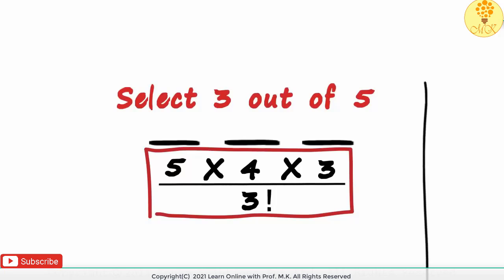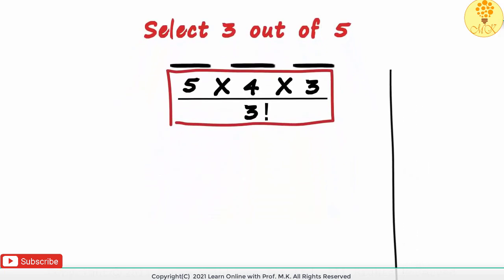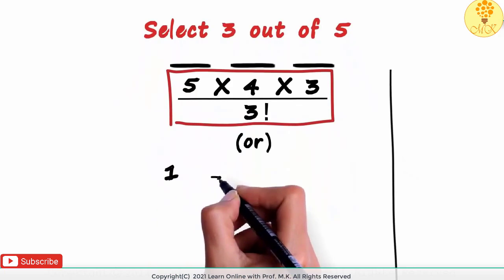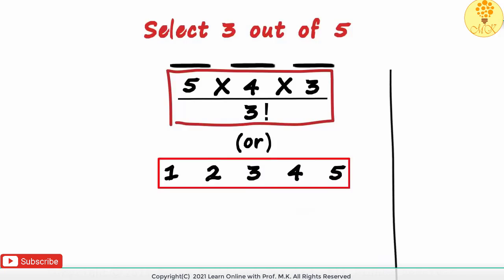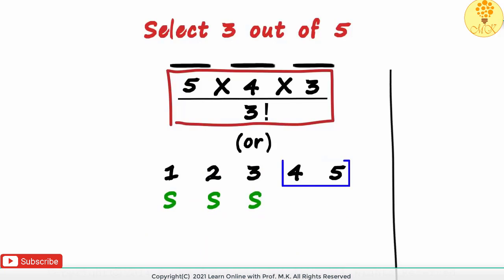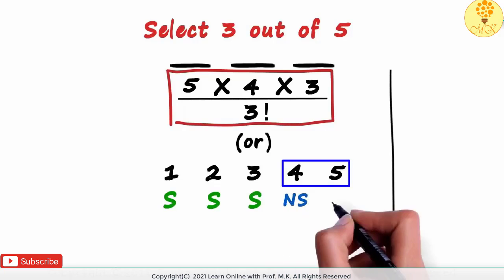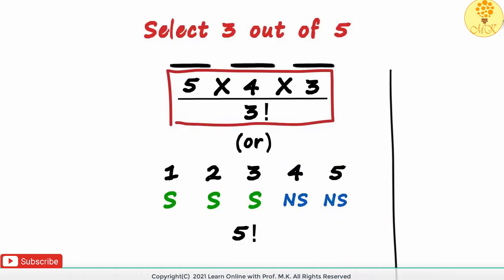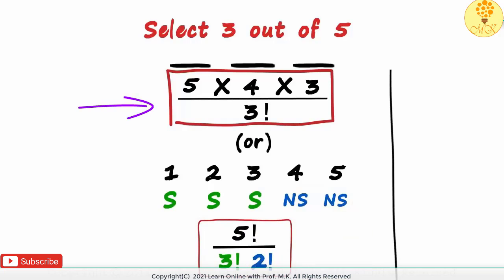There was another approach we had used to solve such problems. Let's say we number the 5 objects as 1, 2, 3, 4 and 5. From these 5 objects, we have to select 3. We can select any 3 objects and put them in the S category. And as the other 2 are not selected, we put them in the NS category. There are 5 factorial ways in which we can arrange 5 different objects. As 3 of them are in one category, we divide this by 3 factorial. And as the remaining 2 are in another category, we divide it by 2 factorial. This will give us the same answer as this one.